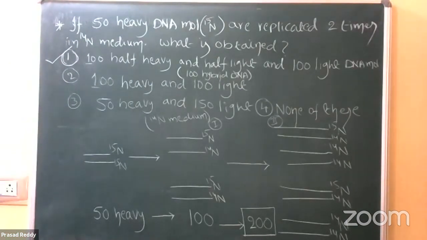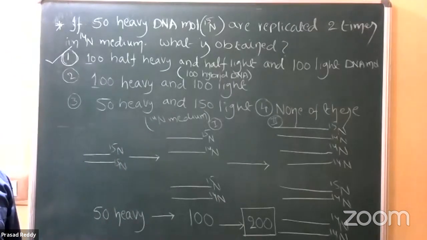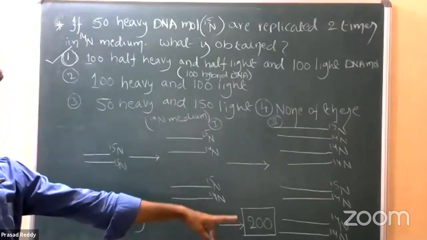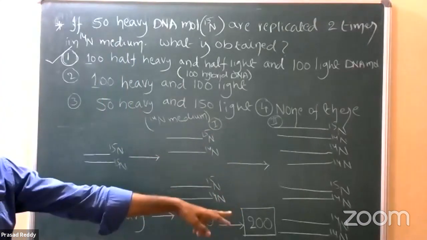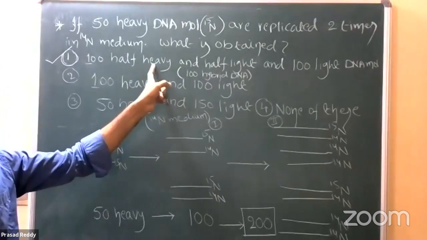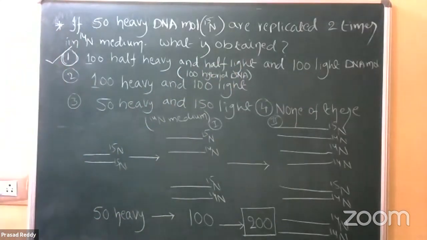So after second generation, when 50 heavy DNA molecules are replicated in N14 medium for 2 generations or 2 divisions, it results in the formation of 200 DNA molecules. In the 200 DNA molecules, 100 are hybrid and 100 are light. In the 100 hybrid DNA molecules, half are heavy and half are light, and the remaining 100 are light DNA molecules. So which option is correct? First option. Note down that statement.